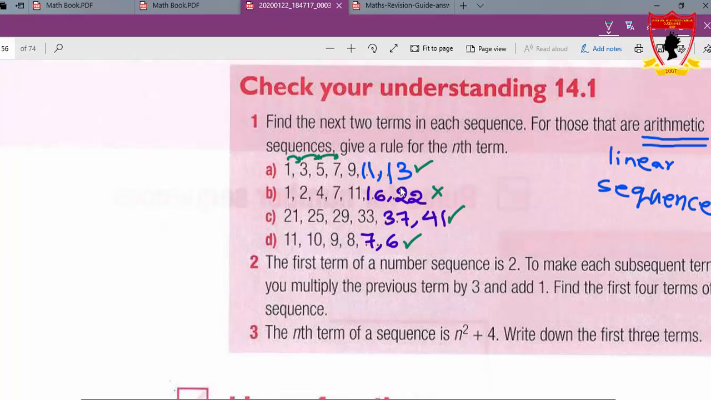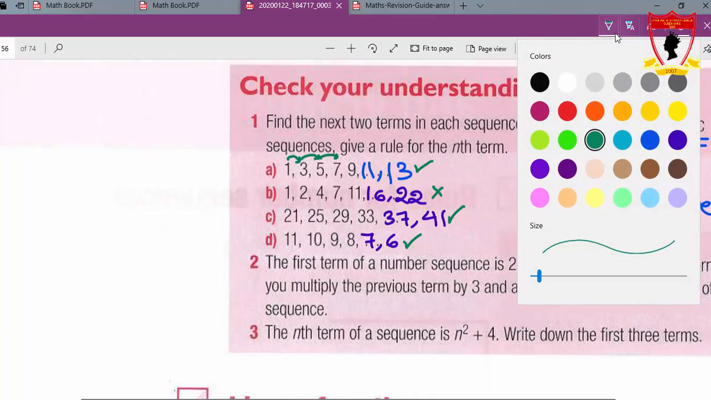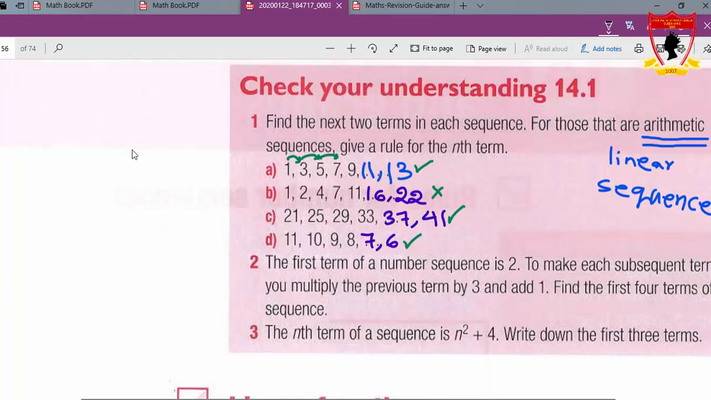Now we need to work out the nth terms for each of these sequences in question 1. Question 1a. To find the nth term, remember, do these steps and it will be easy. Write 3 or 4 terms of the sequence. 1, 3, 5, 7. 4 terms are enough. Then the first thing you do with these numbers, mark them as 1. This is the second term. This is the third, and this is the fourth term. These numbers in the rule will be considered as n.